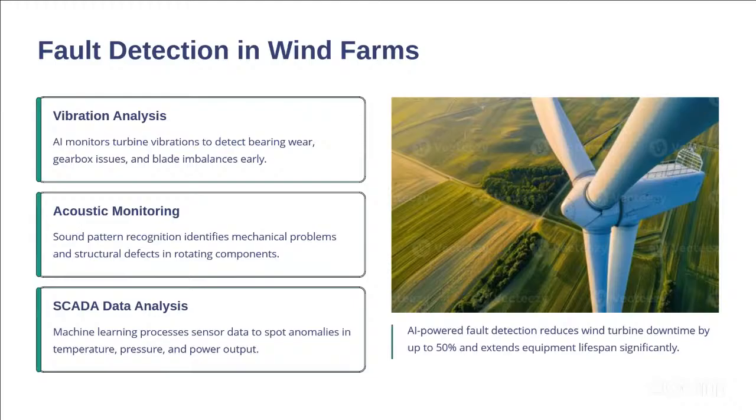And then SCADA, supervisory control and data acquisition systems. Machine learning is used to spot all these things, that is temperature, pressure, and output power. Mainly depending upon the output and the demand, we have to balance the power generation for that purpose.